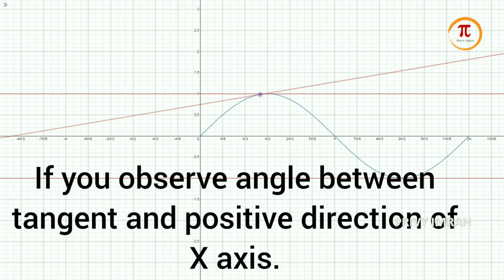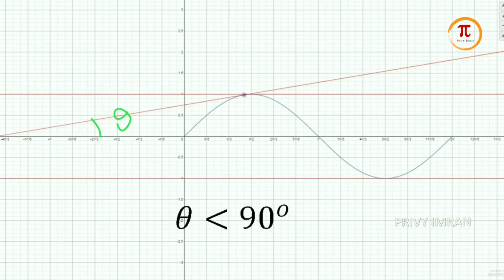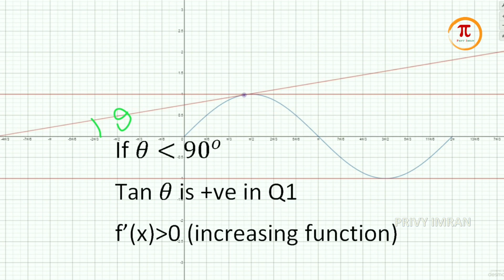Now if you observe, the angle between the tangent and the positive direction of the x-axis, theta, is less than 90 degrees. Hence, if theta is less than 90 degrees, tan theta is positive in the first quadrant. Therefore, f dash of x is greater than 0.